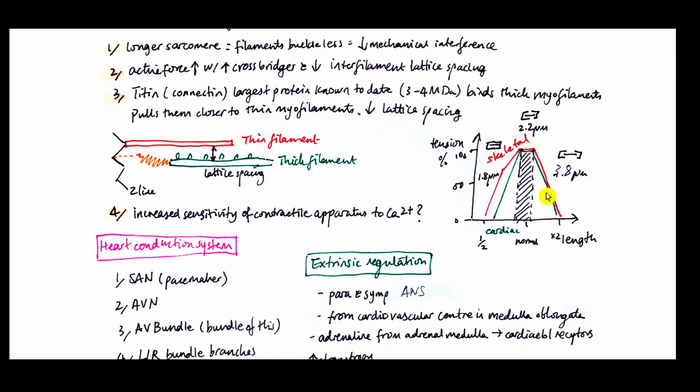And then as you increase the length even more beyond this, around 2 times the length, you've stretched the muscle fiber too much and it's not really overlapping properly, so the tension decreases. But the main idea is that in the middle, you have this optimal amount of tension.